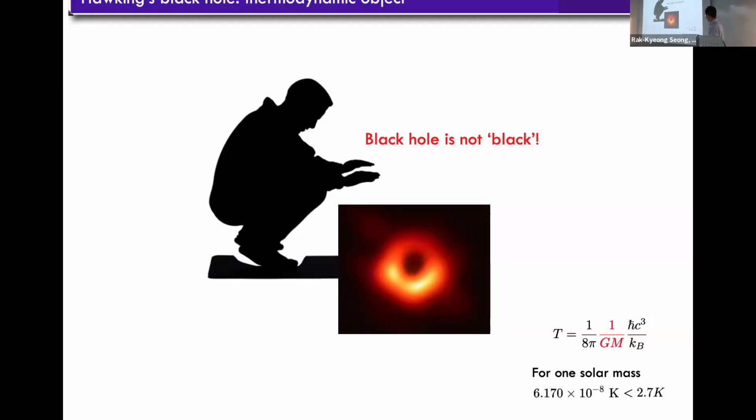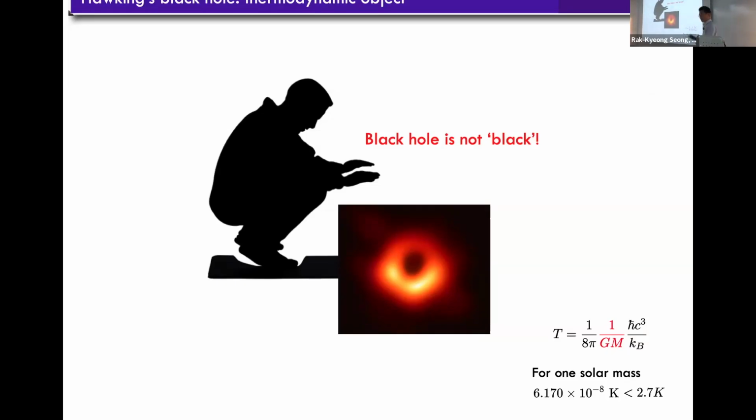And there is a 1 over GM. G is Newton's constant. M is the only free parameter in this simple theory, and represents the mass of the black hole. We know the other parameters, so M is the only free parameter. If we assume the black hole mass is similar to the solar mass, then T is 10 to the minus 8 Kelvin. This is way, way below the background temperature of the universe.